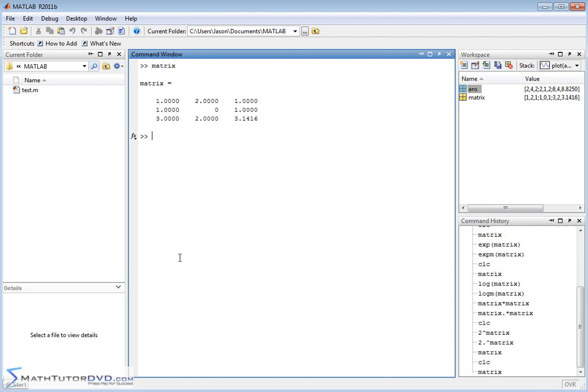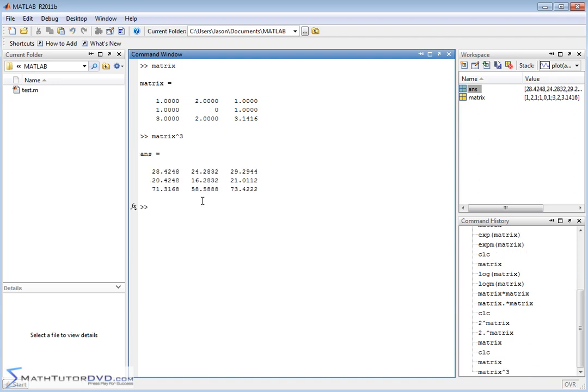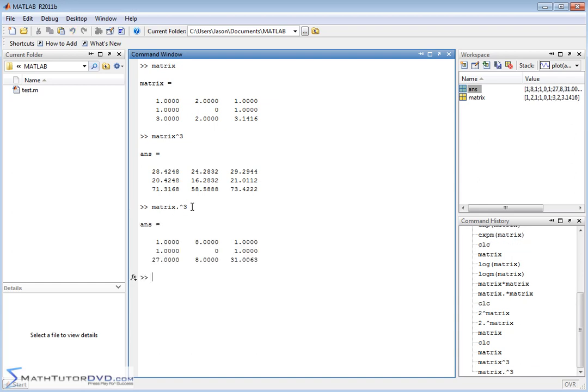The same thing happens if you want to raise this matrix to a power. A lot of students will do something like this, matrix to the power of 3, and they want to get an answer, and then they're like, this makes no sense. 1 to the power of 3 is not 28. 2 to the power of 3 is not 24. This is because this definition here is the true mathematical definition of taking a matrix and raising it to a number. There's a mathematical definition for how you do that, just like there is for when you multiply matrices. If you want MATLAB to do it element by element, you need to tell it to do element by element by doing this. Now you get what you expect. 1 to the power of 3 is 1, 3 to the power of 3 is 27, 2 to the power of 3 is 8, and so on.